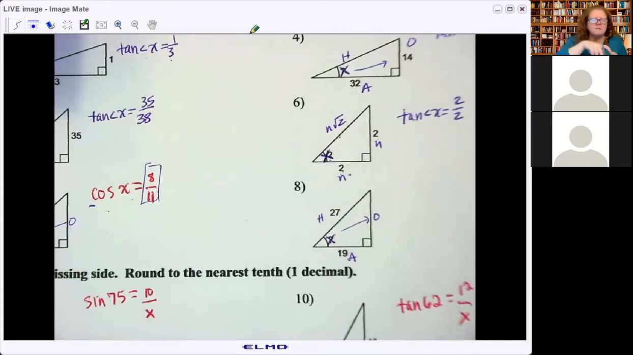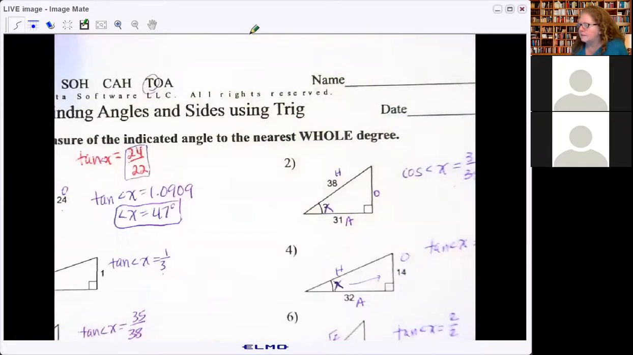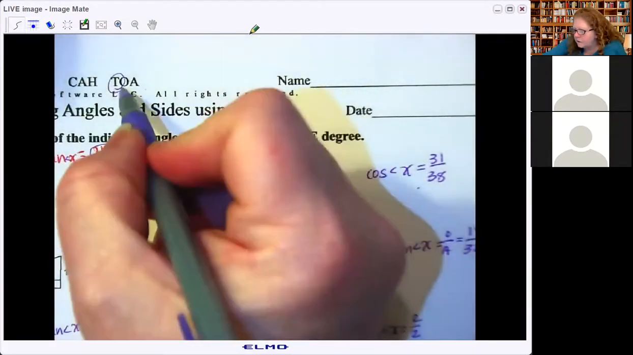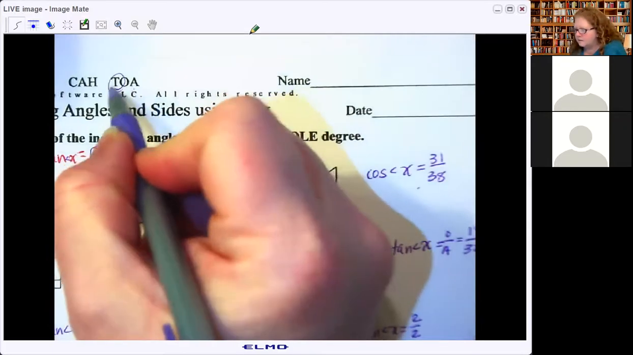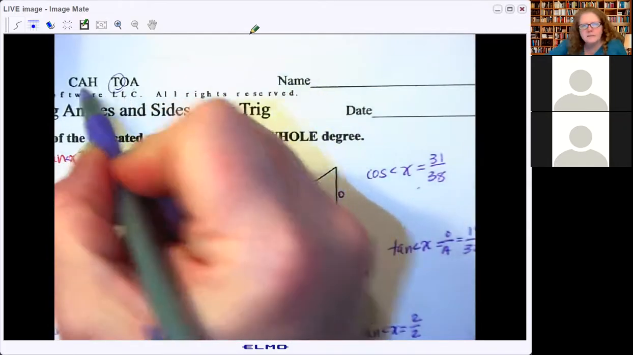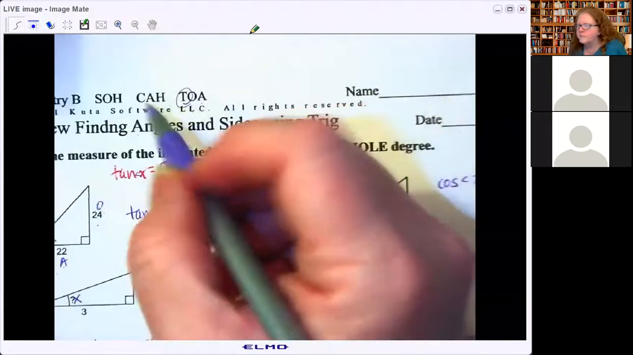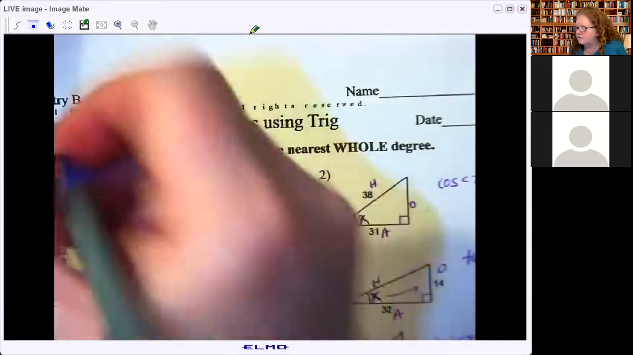Okay, so this goes back to our trig, this is our SOHCAHTOA. Looking at the sides that we have, that's why I ask you to label them. If I have an O and an A, I use tangent. If I have an A and a C, I use cosine. If I have an O and an H, I use sine.